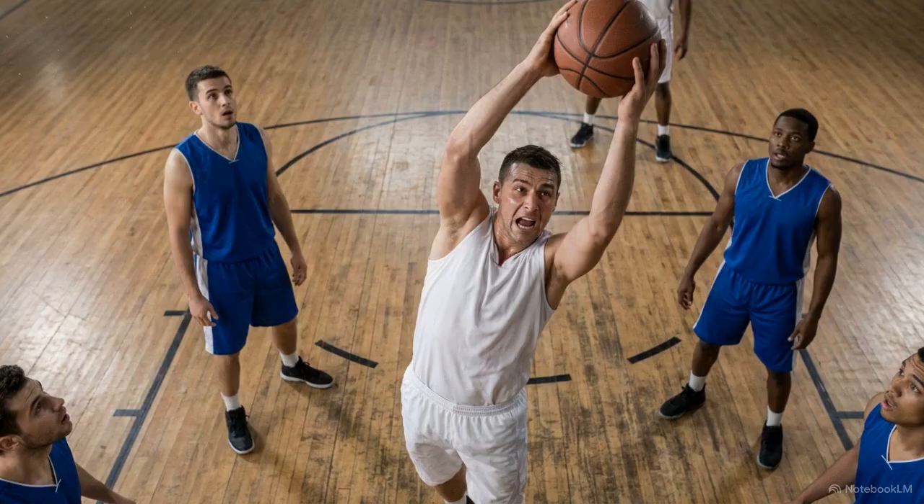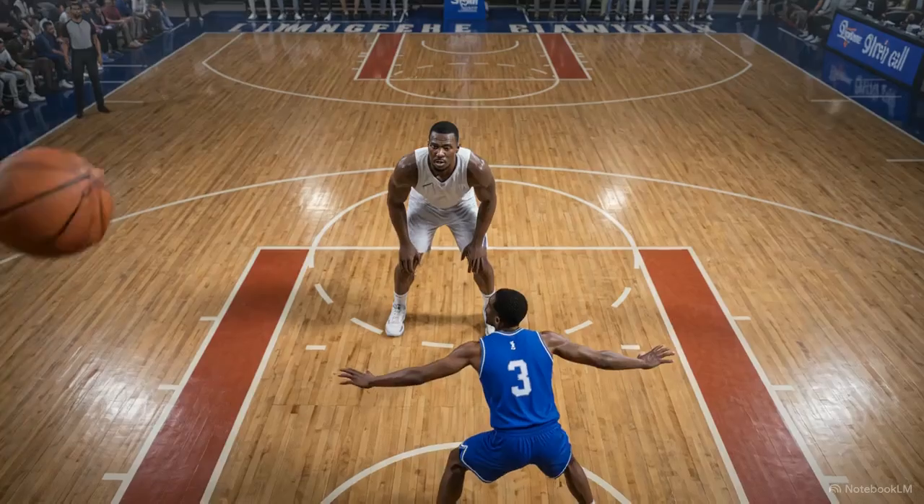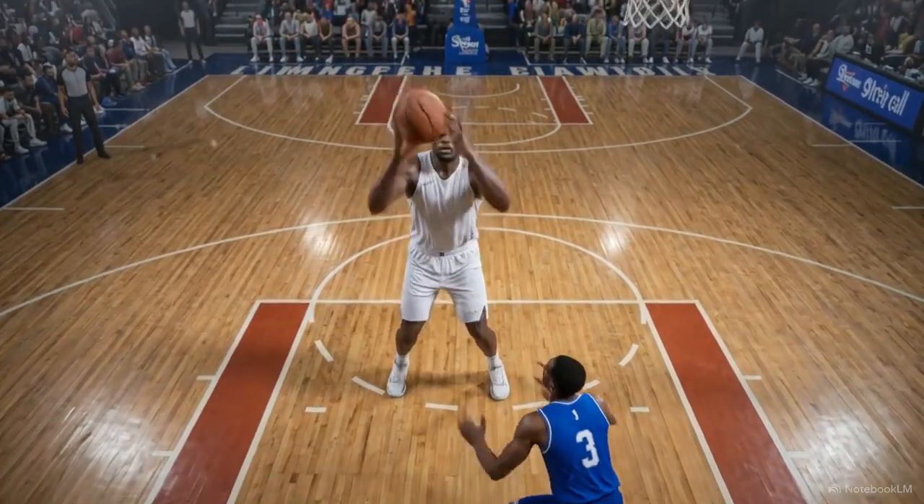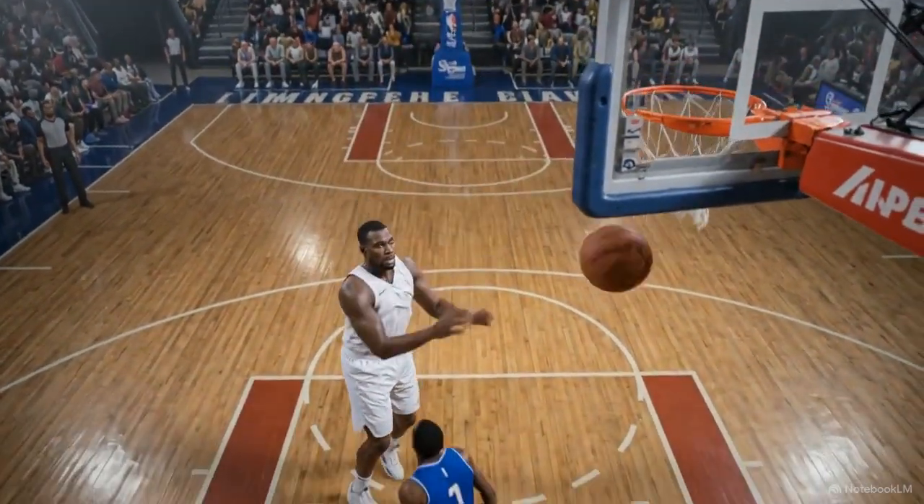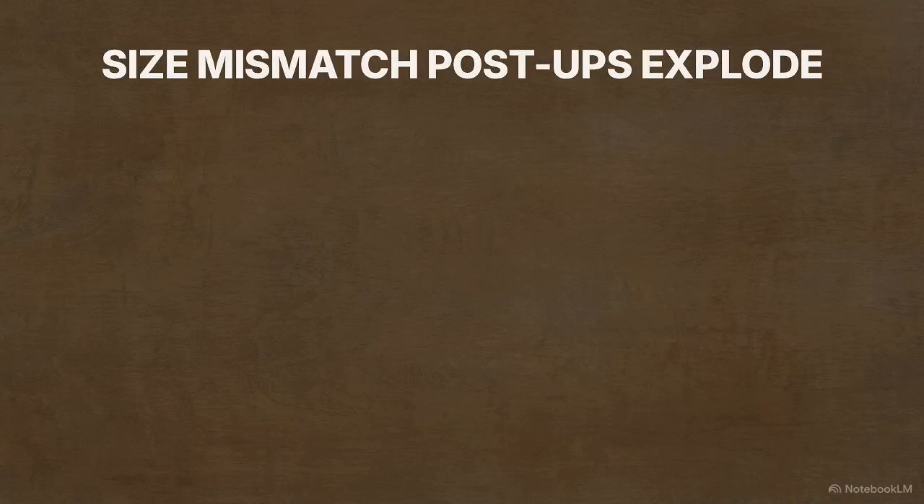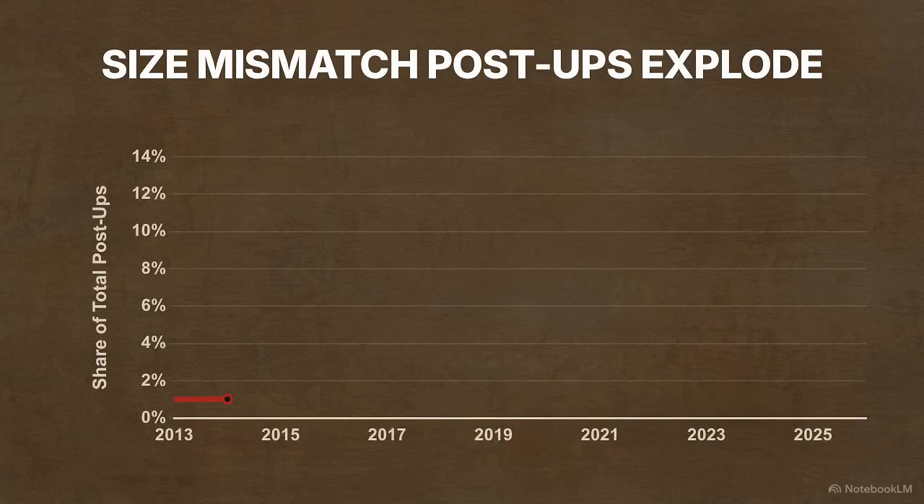To beat a scram switch, the offense has to act before the defense can reorganize. The most efficient triggers are an immediate lob pass or a deep post-up against a severe size mismatch, executed the moment the switch occurs. While general post-ups are down, a very specific type is rising. This graph shows the volume of a center backing down a guard has multiplied by 11 since 2013.